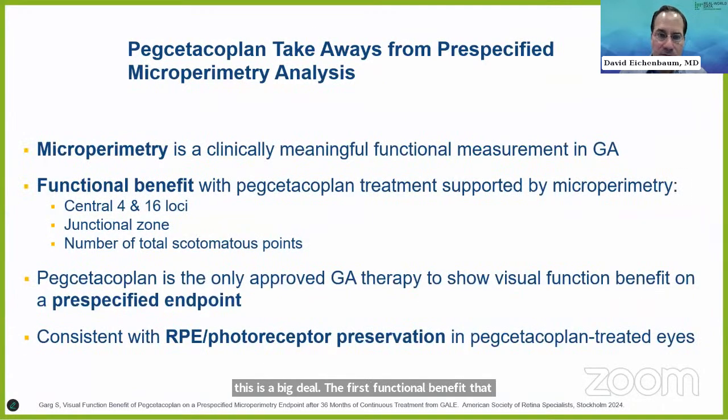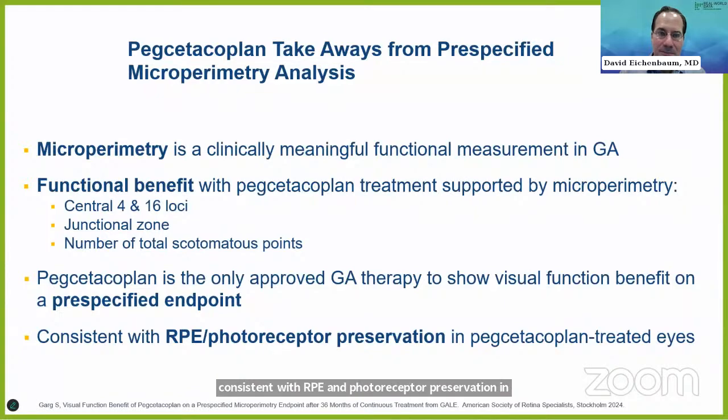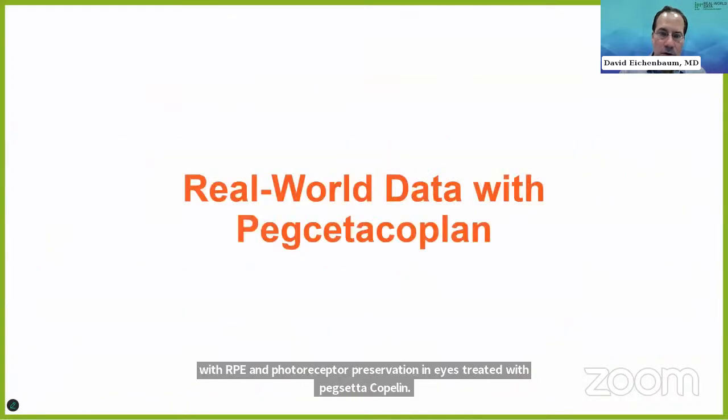Takeaways from microperimetry are that this can be clinically meaningful. This is a pre-specified visual endpoint, both in a post-hoc and a prospective analysis. We saw a reduction of vision loss related to the microperimetry, consistent with RPE and photoreceptor preservation in eyes treated with pegcetacoplan. Let's talk about some real-world data here.